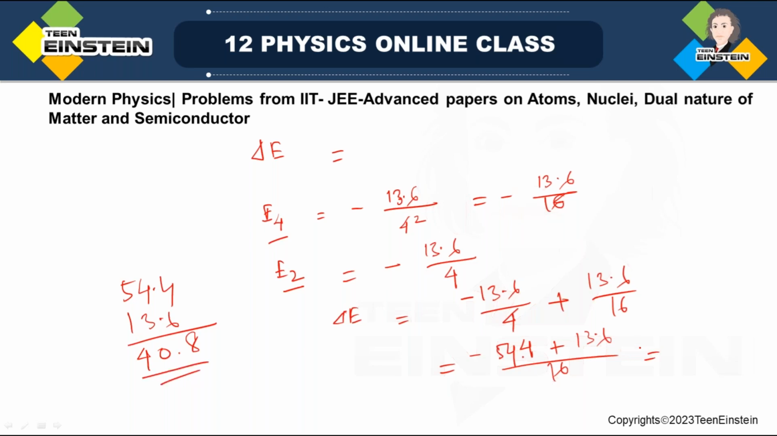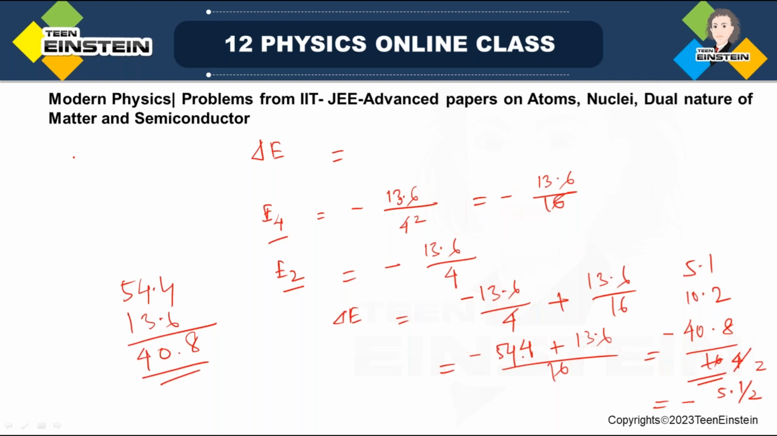With the minus, and obviously if we take the modulus of this energy, this comes as 5.1 by 2. So minus 5.1 by 2, kind of this. So if you do it in this way, this is the change in the energy.